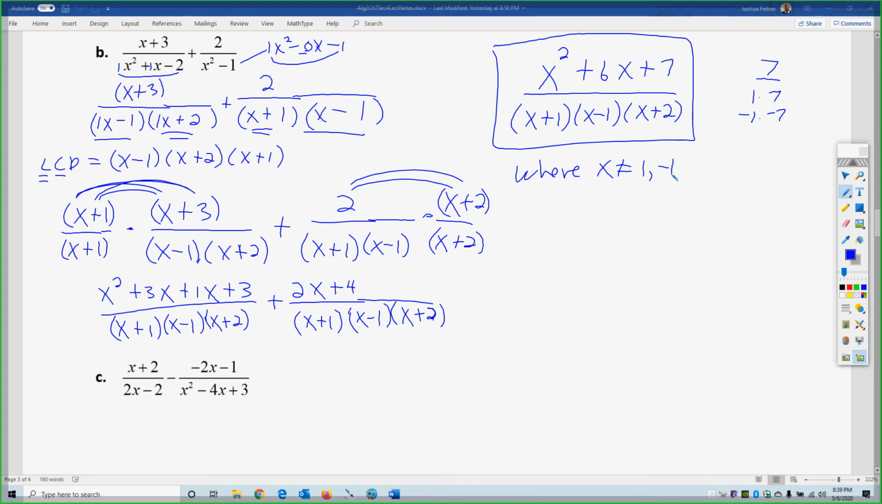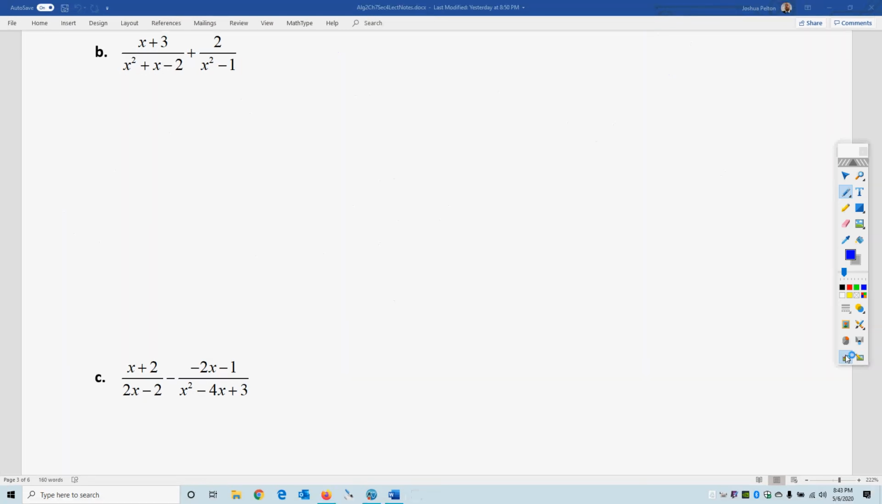1. I'm sorry, I got that backwards. I want to keep consistent with the order here. Negative 1 can't go in there. Positive 1 can't go in there. And negative 2 can't go into there because otherwise it would be 0 in the denominator. Okay, let's try C, the last of the examples.